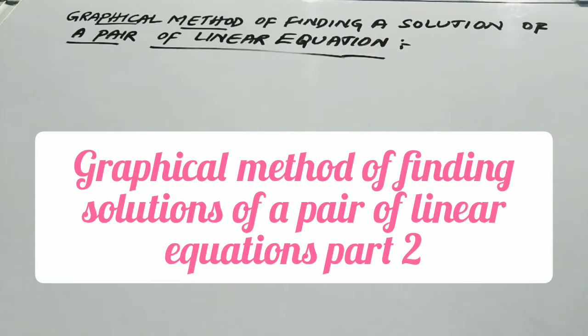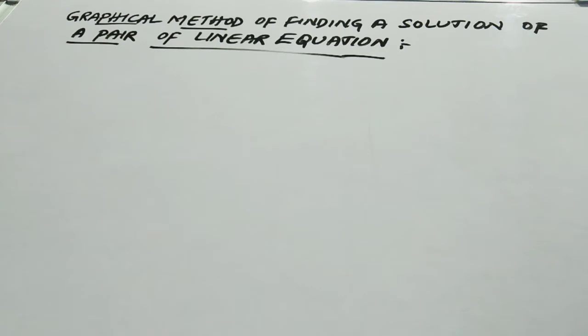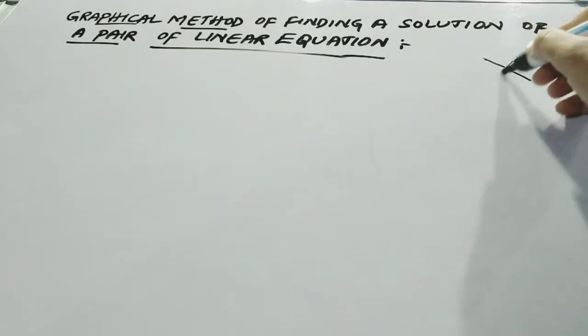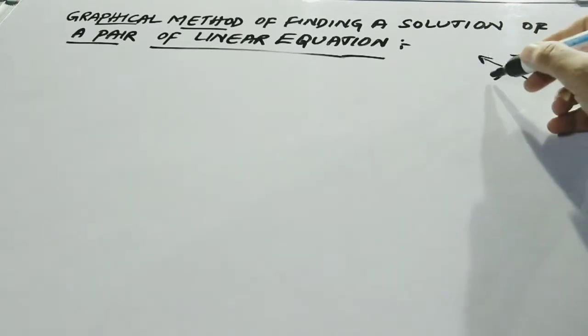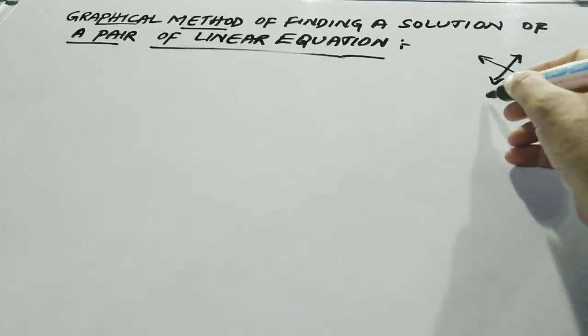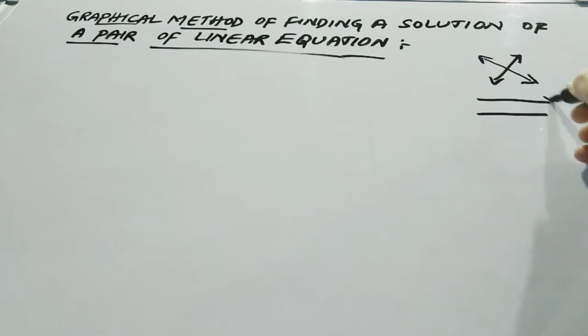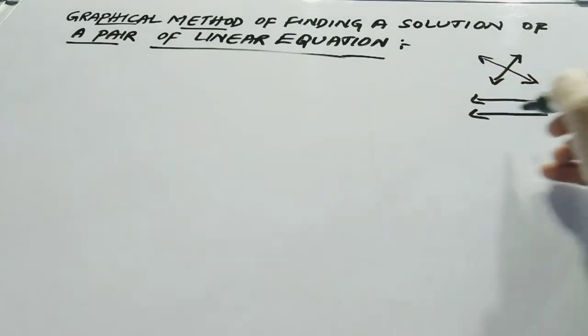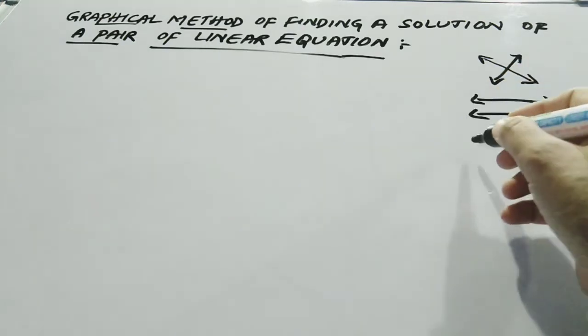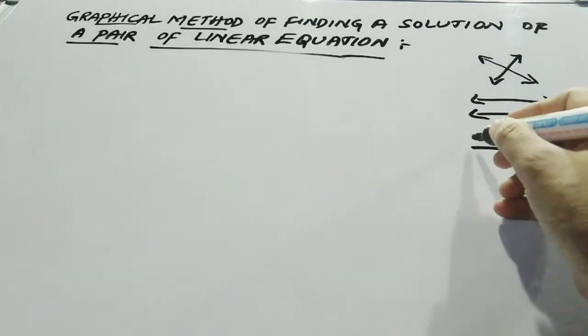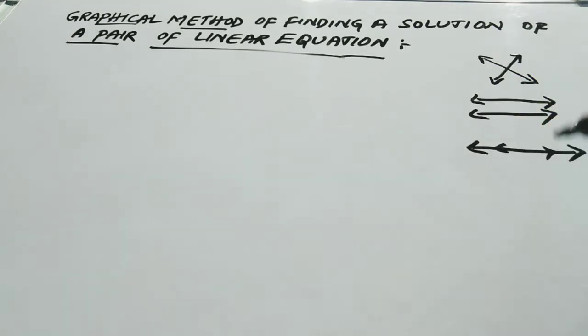In our previous video we have seen that a linear equation will give you a straight line. And a pair of linear equations give you three possible cases. Either your straight lines intersect with each other, or your straight lines do not intersect, meaning they will be parallel, or otherwise your straight lines coincide with each other. There are three possibilities.